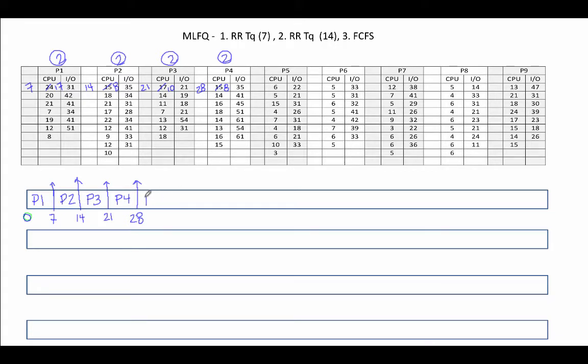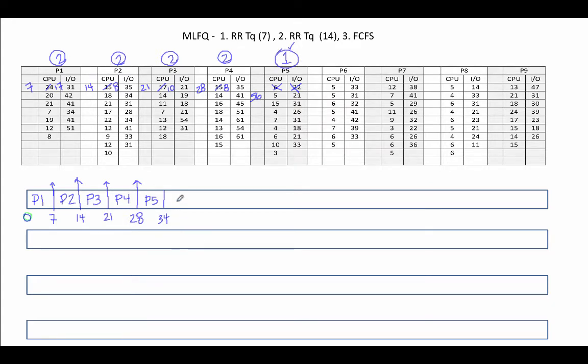Now we have P5. P5 has a CPU burst of 6, which is less than the time quantum of 7. So P5 will finish at time 34, and we'll go out to I/O for 22 time units, and we'll come back at time 56. And the important thing here is that P5 is going to remain a level 1.